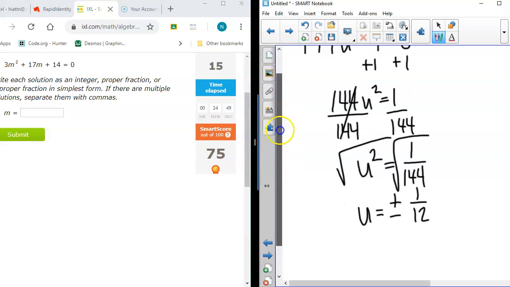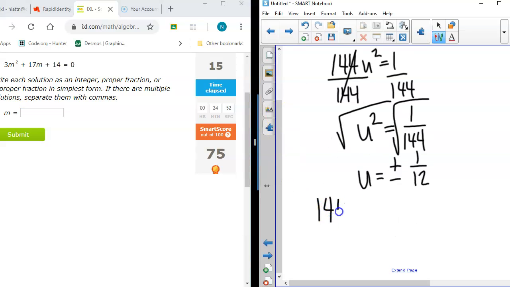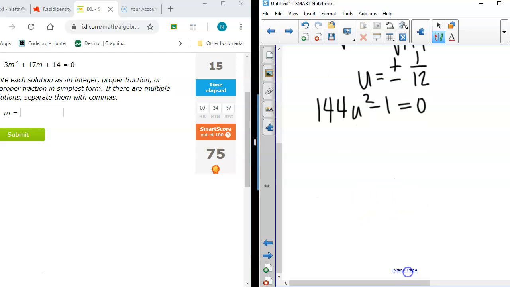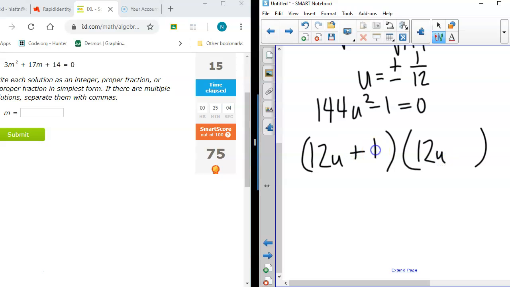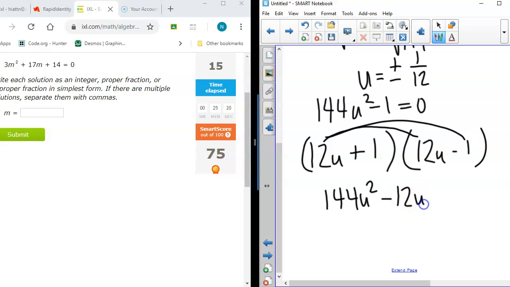For that one, let me just show you real quick. You could have also done this, 144 u squared minus 1 equals 0. You also could have factored it like this. You could do 12u and 12u. And if you do a plus 1 and a minus 1 there, then it's going to end up working because 12u times 12u is 144 u squared. Then you would have a minus 12u and here plus 12u, and then minus 1.